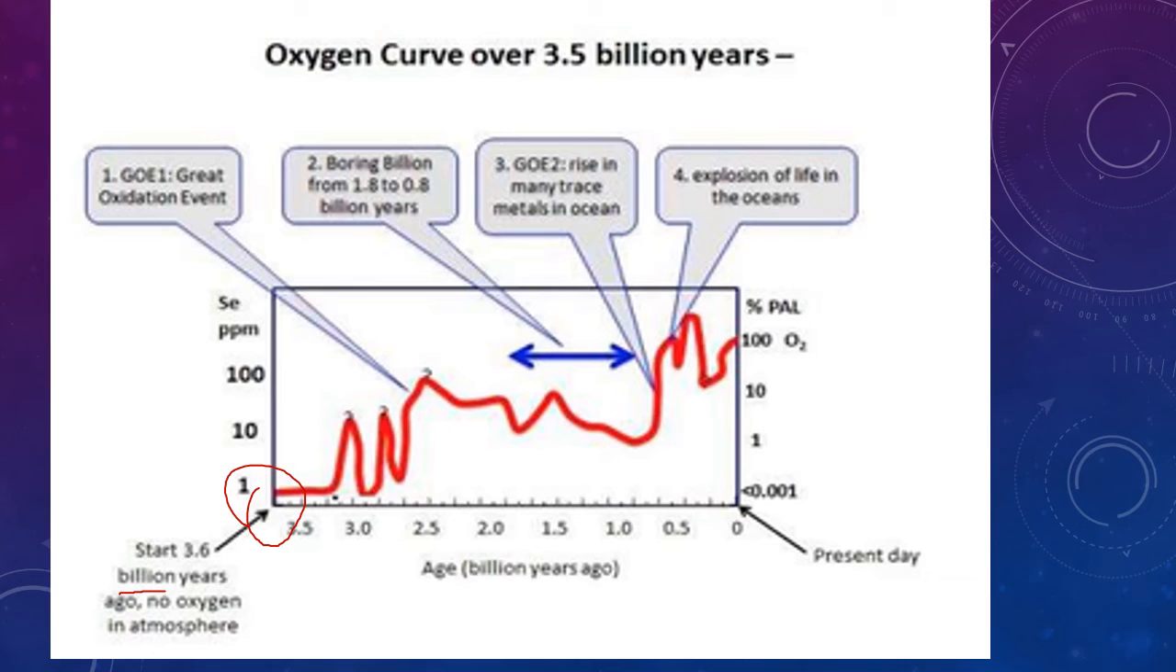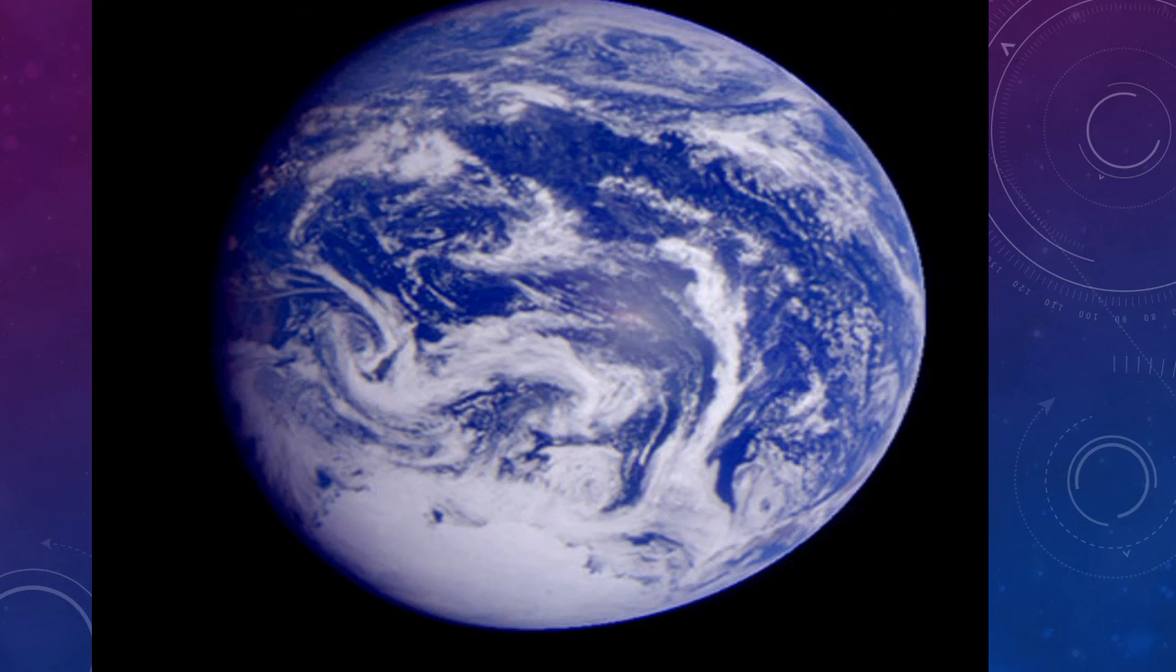The oxygen changed a lot of different things, but the Earth was oxidized. A lot of materials that were not oxidized got oxidized, and a lot of metals became available for life. The boring billion years, nothing much happened. And then about 500 million years ago, an explosion of life in the oceans as the metals became available. So we have a blue planet thanks to the stromatolites and the cyanobacteria.